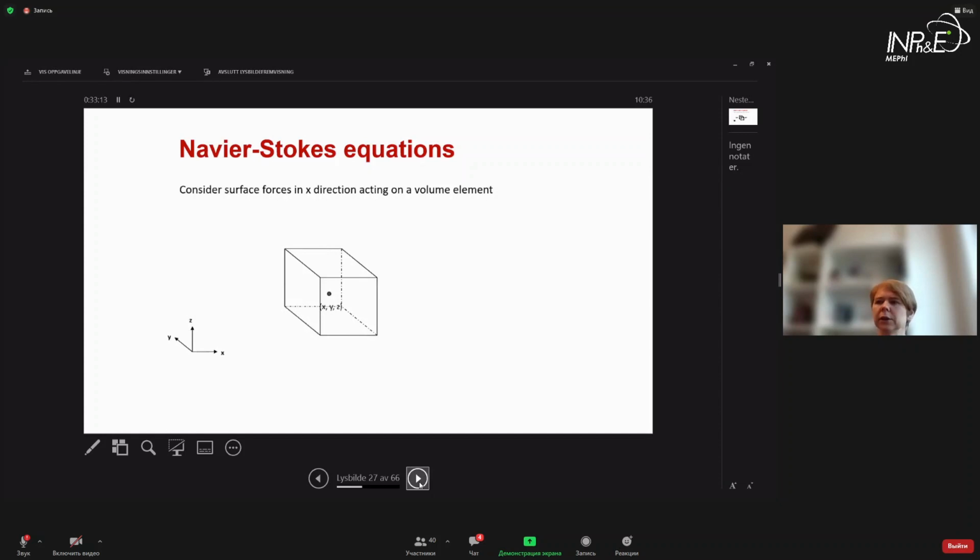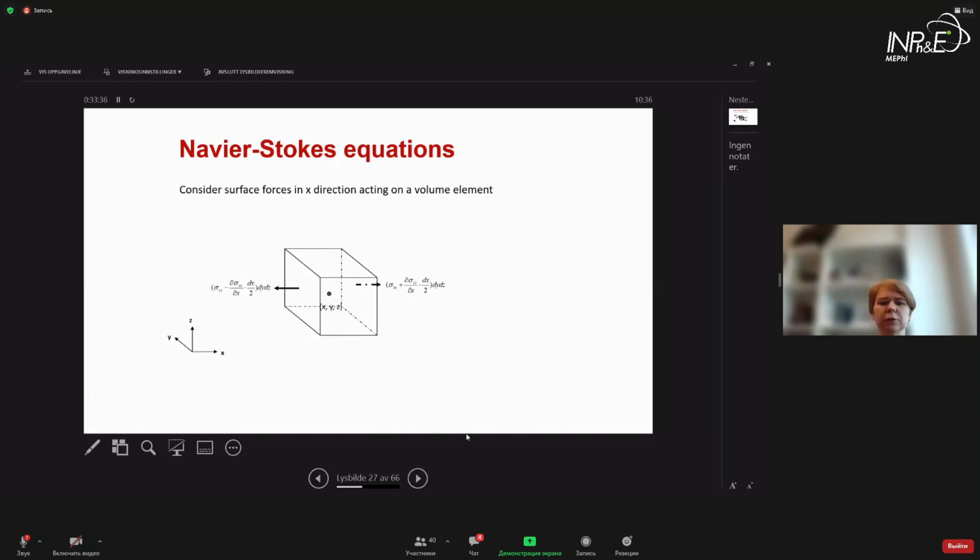Here is our volume element. As always, we do the same trick all the time. We're placing it in a coordinate system and defining a point inside this infinitesimal control volume. Let's say it's a cube with sides dx, dy, and dz, and all surface forces which are acting on it.